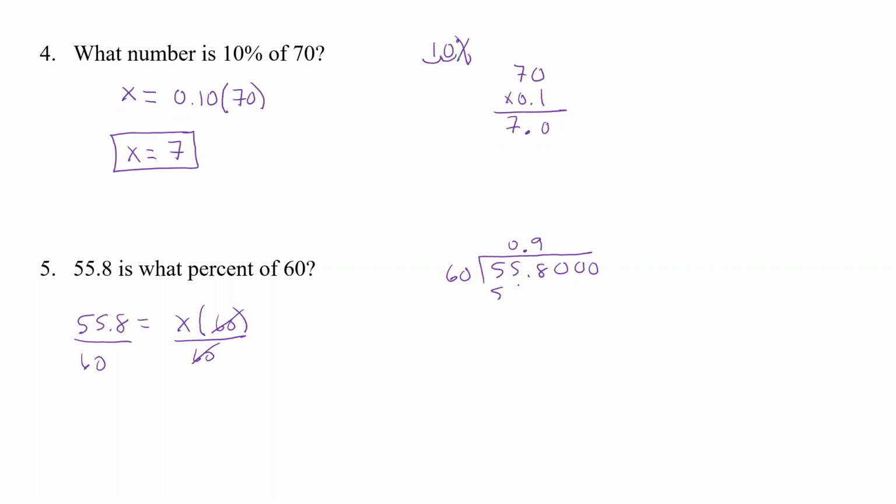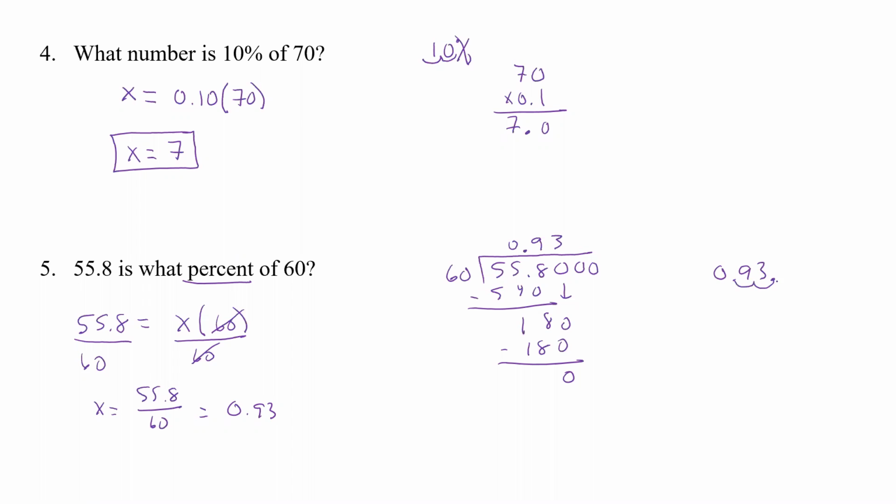So that's going to be 540. Subtract that off, that's an 8. 5 minus 4 is 1. Bring down our 0. 6 times what is 18? Well, 6 times 3, that's going to give us 180. Subtract, that's 0. So now we've got our decimal form. So we had x is equal to 55.8 over 60, and that's equal to 0.93, but we want it in a percent form. So 0.93, we're going to move the decimal 2 places to the right, and then add the percent. So that's going to give us 93%.